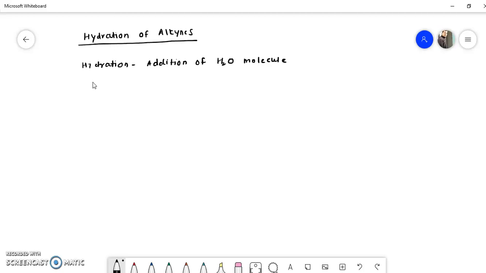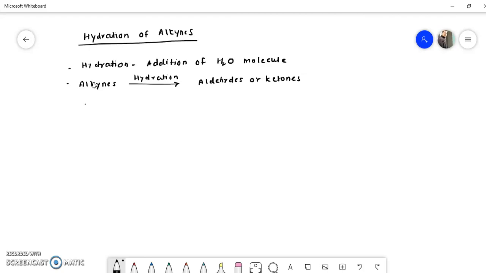Okay, so remember, alkynes on hydration give either aldehydes or ketones. Now which alkynes give aldehydes and which alkynes give ketones, that we will see.